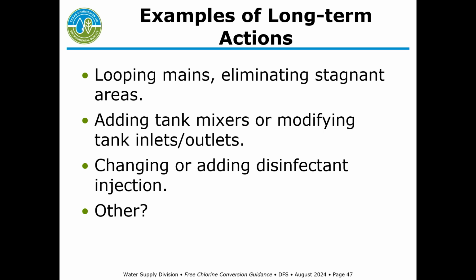Some of those examples might be, you've just got areas that are hard to get residuals to. You might need to loop mains and eliminate stagnant areas, possibly add tank mixers or modify the inlets and outlets on your tanks to make them more efficient. Maybe adding some booster disinfection out in distribution is a good way to try to deal with it. And there could be a lot of other things you might think about for those other types of actions when free chlorine conversion isn't enough.